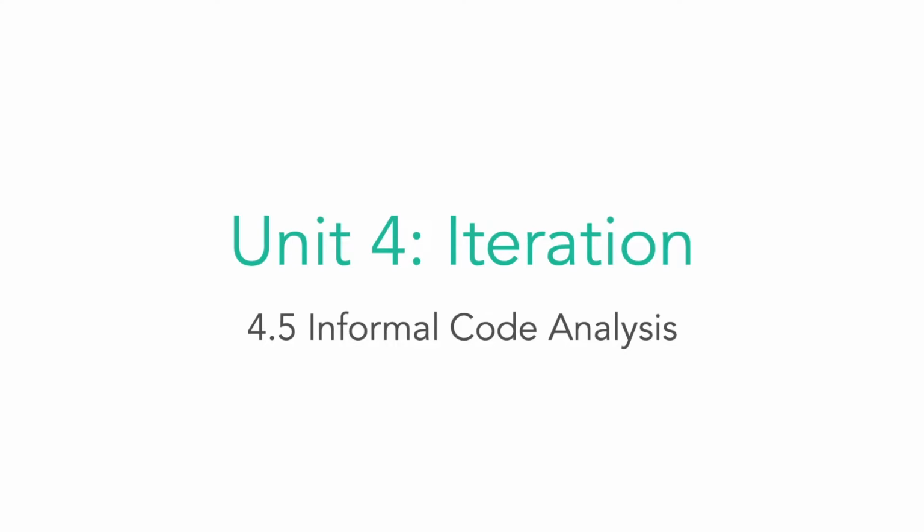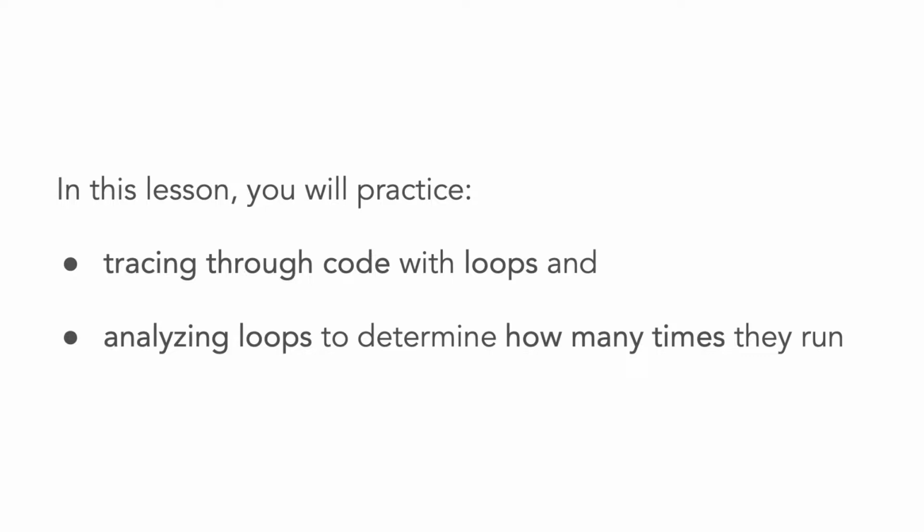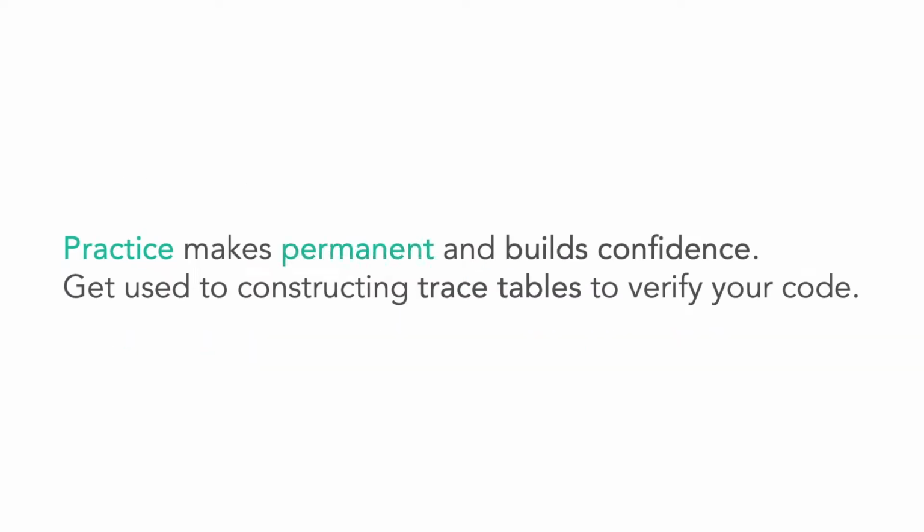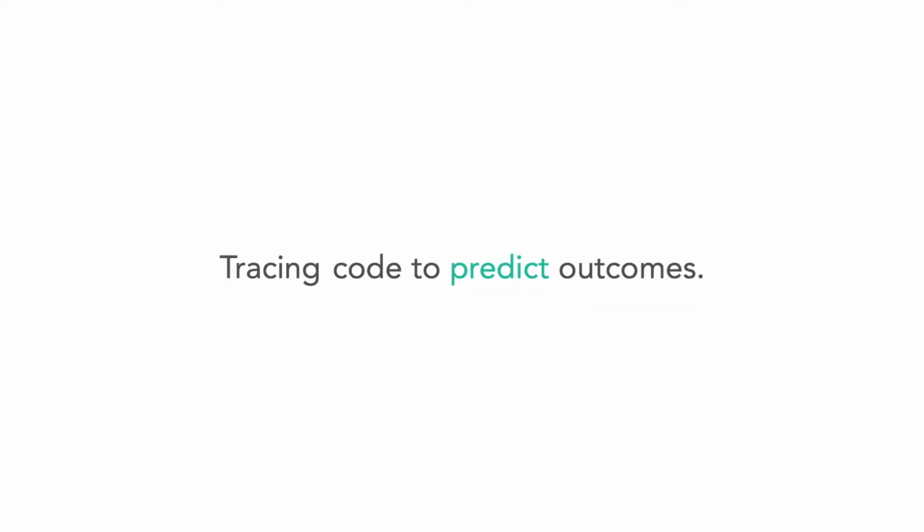Unit 4 Iteration, Topic 4.5 Informal Code Analysis. In this lesson, you will practice tracing through code with loops and analyzing loops to determine how many times they run. Practice makes permanent and builds confidence. Get used to constructing trace tables to verify your code. We're going to complete 3 exercises that practice tracing code to predict outcomes.